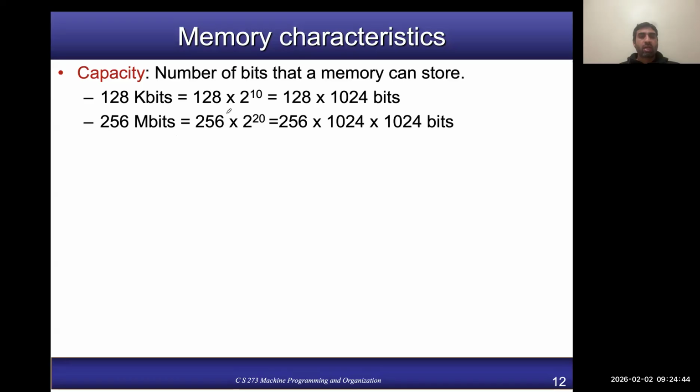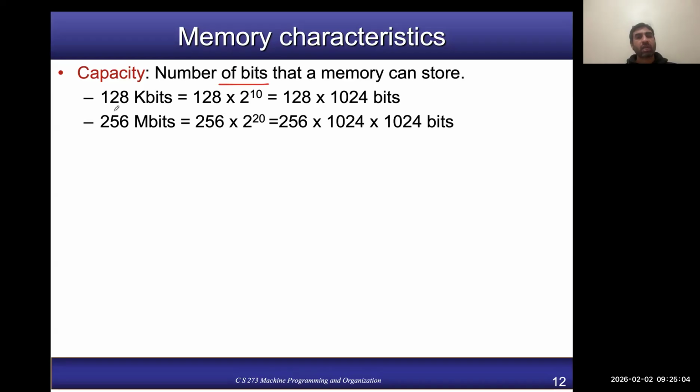So we talked about the CPU, right? Now let's have a very small discussion about memory. We said that memories are used to hold the data or to hold the program, right? So how do we represent the capacity of a memory? The capacity of a memory is represented by the number of bits that a memory can store.